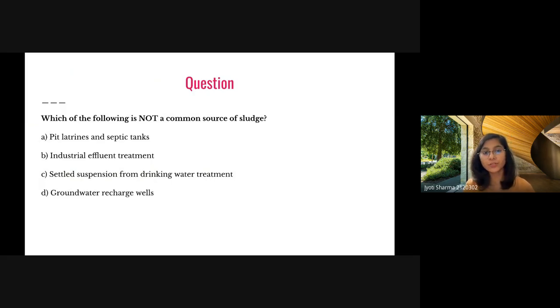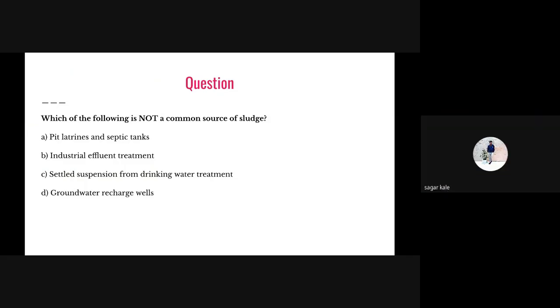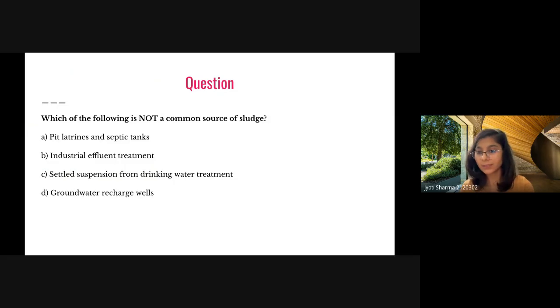Okay, so the next question is, which of the following is not a common source of sludge? Pit latrines and septic tanks, industrial effluent treatment, settled suspension from drinking water treatment, and groundwater recharge valves. Dia gave me Option D, groundwater recharge. Yes, Priscilla and Sagar also gave me D. So yes, this is the odd one out, right?